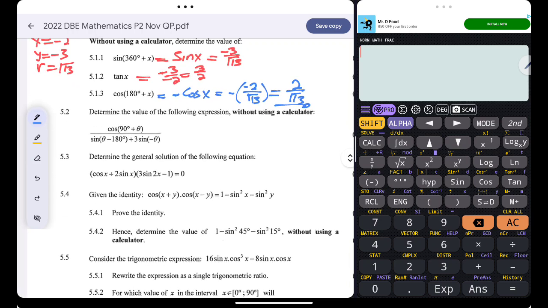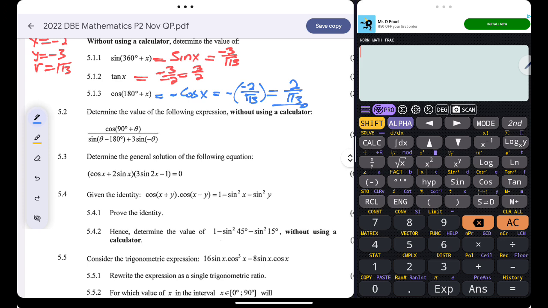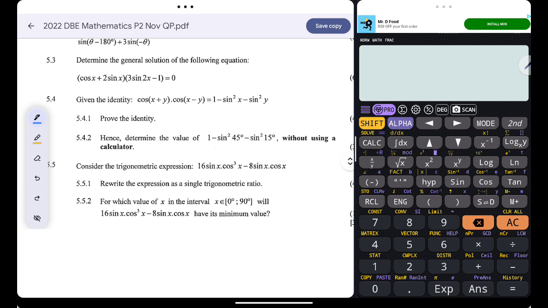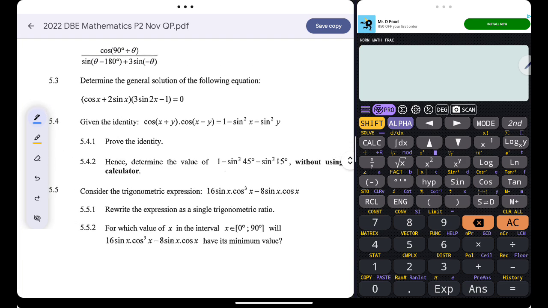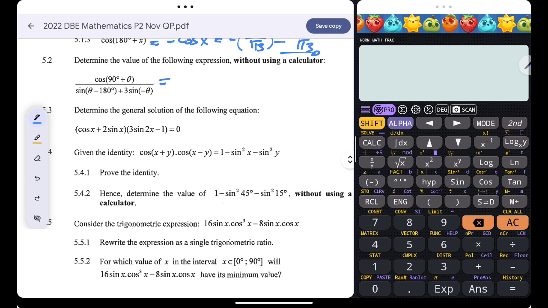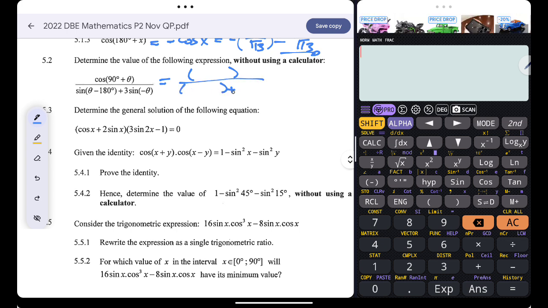Are we together? Okay. Now they want us to determine the value of the following expression without using a calculator. Basically, they want us to simplify. Let me just do it here. At the top, I have cos of 90 plus x. Please, guys, whenever you simplify, the first thing you need to do is to build your structure to avoid making mistakes. Plus 3.